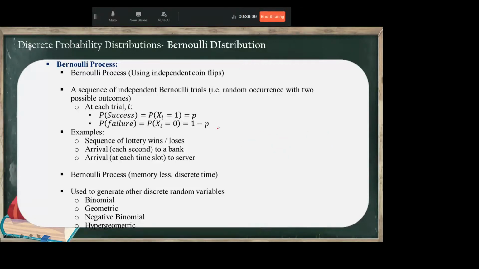So there's also one key feature of the Bernoulli distribution. We call it the probability. A sequence of independent Bernoulli trials is a random occurrence with only two possible outcomes. At each trial, let's say we give success a probability p and failure a probability 1 minus p, because we know that the total probability is 1. Because there are only two outcomes, whatever the probability of x is, the other outcome must be 1 minus p.